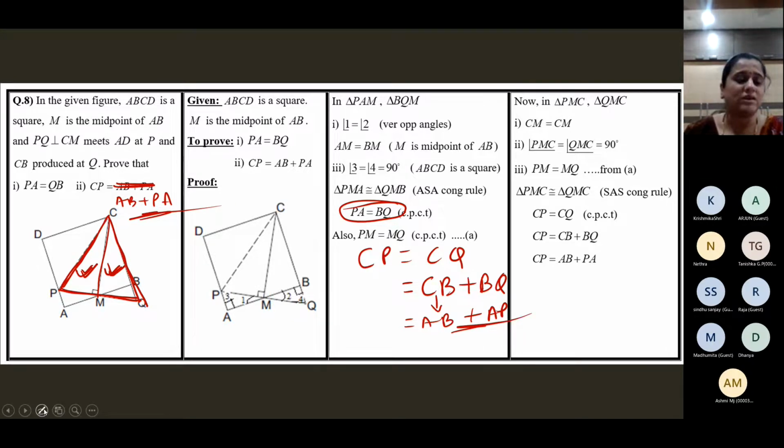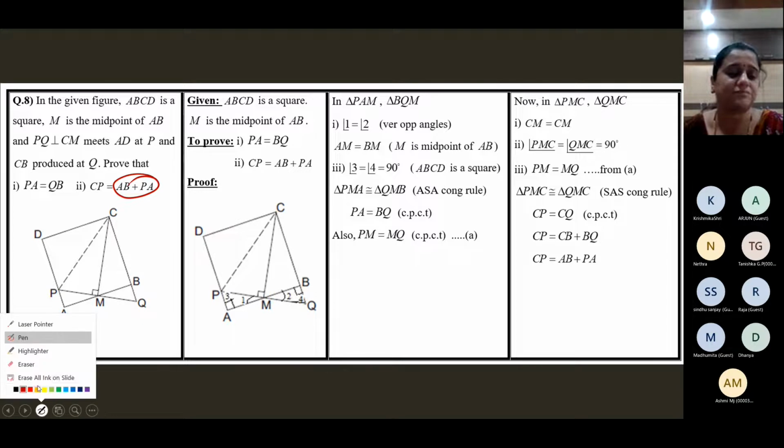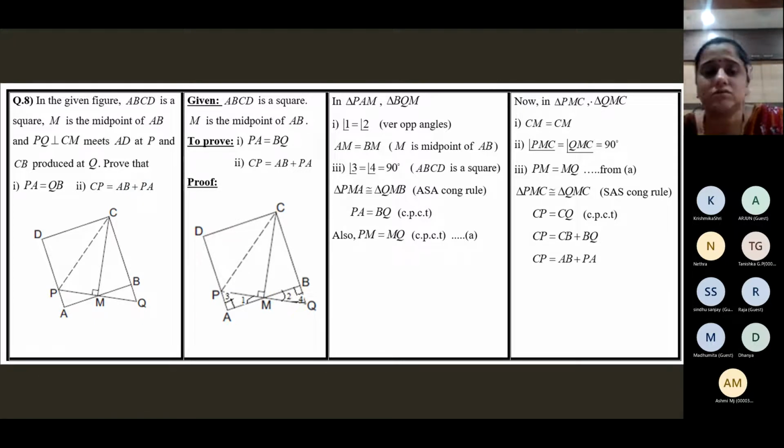So whenever you have to prove a result like this, you cannot prove it directly. You cannot directly prove that CP is equal to AB plus PA. You will take up two triangles that are congruent, and get CP is equal to some other line segment. That line segment you should break down and replace like this and get the result. So that way it's easy, children.